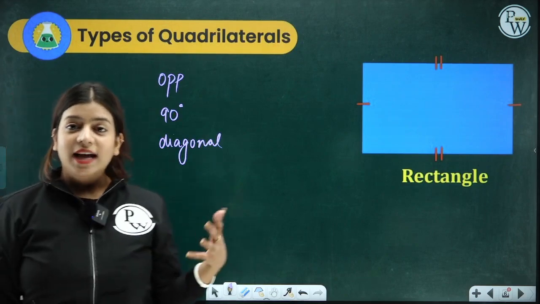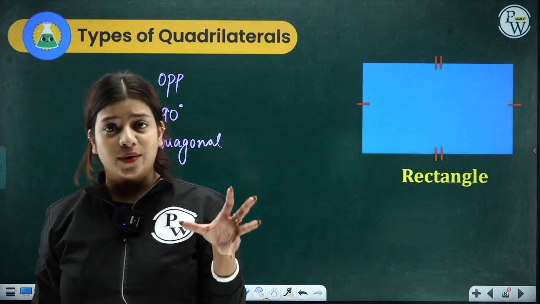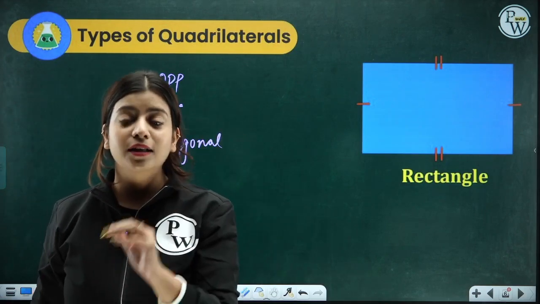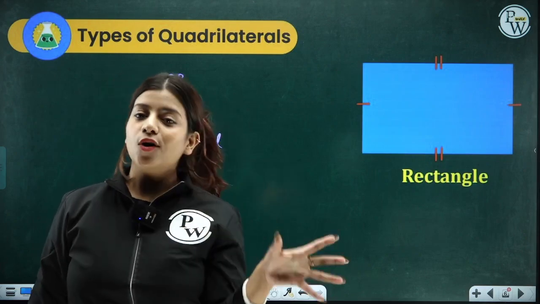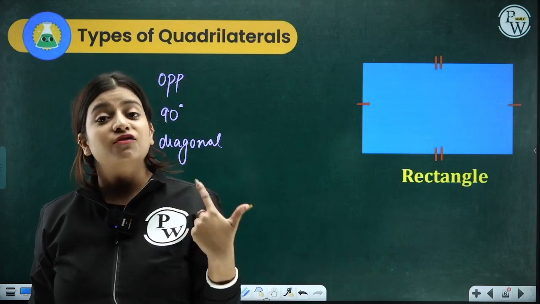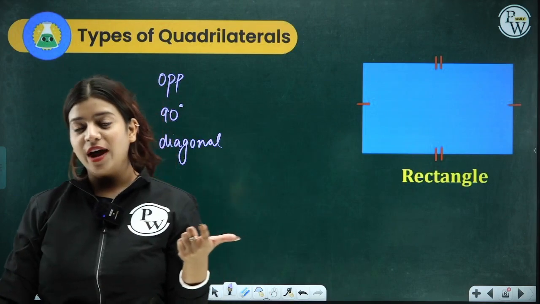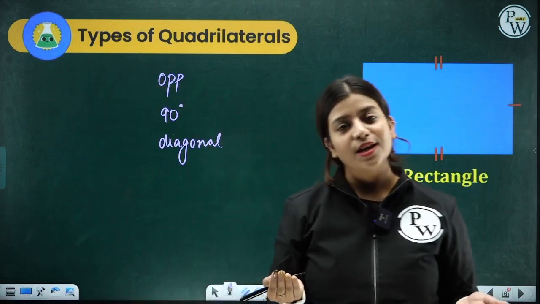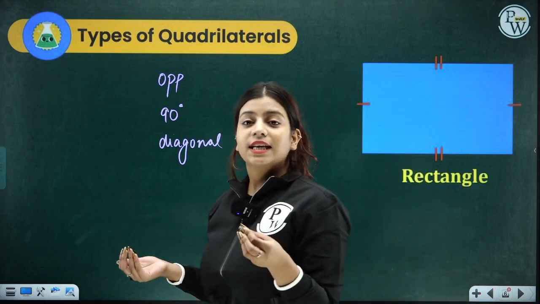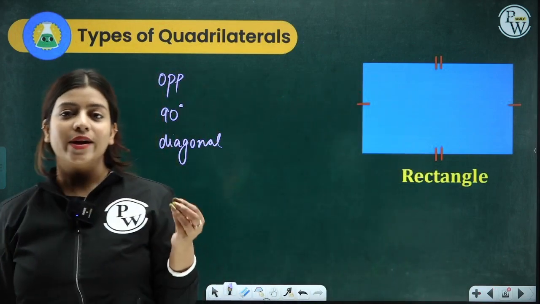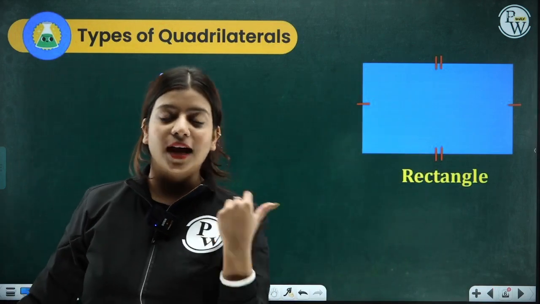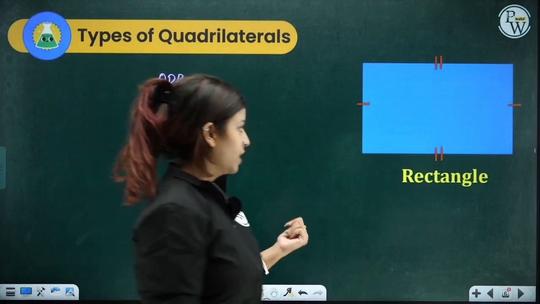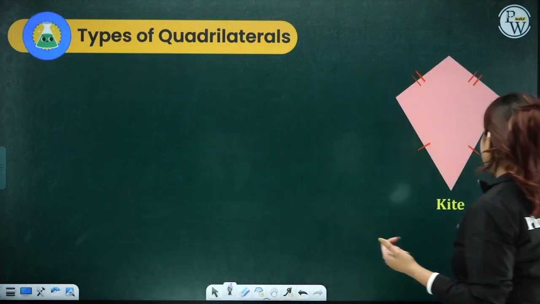So, that's why we say a square can be considered as a rectangle, because in a square we have all sides equal, and in a rectangle we have opposite sides equal, right? So in a square also, if all sides are equal, that means opposite sides are also equal. So we can say that all squares are rectangles, but all rectangles are not squares. So let's talk about the next type of quadrilateral.